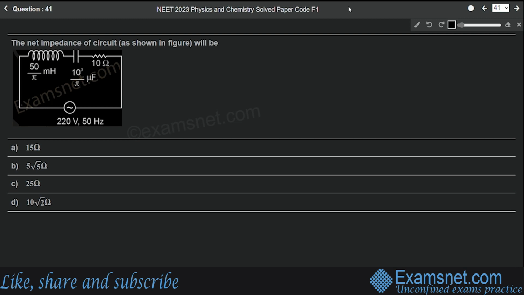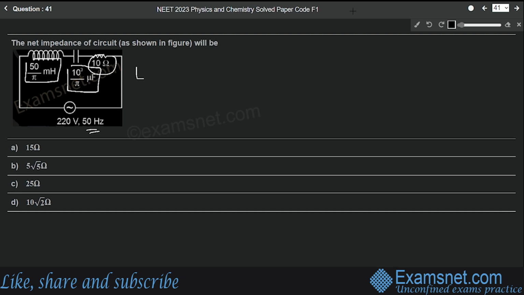Question number 41 is from the chapter Alternating Current, and the question is, the net impedance of circuit as shown in figure will be. So we can see that the inductance is given as 50 by pi millihenry, capacitance is 10 to the power 3 by pi microfarad, and resistance is 10 ohm. Frequency is 50 hertz.